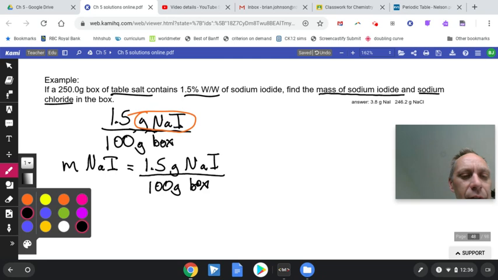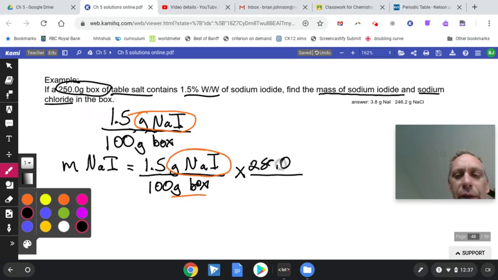Okay, unit analysis. We want to be able to cancel out the one on the bottom so that we just have grams of NaI. How would I do that? I'm going to multiply it by the grams of the box. There it is, 250.0 gram box. Now you'll notice that the grams of box cancel out. So our final units are grams of NaI. So it's 1.5 times 250 divided by 100.